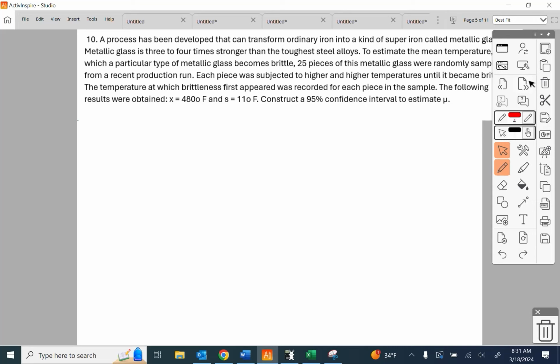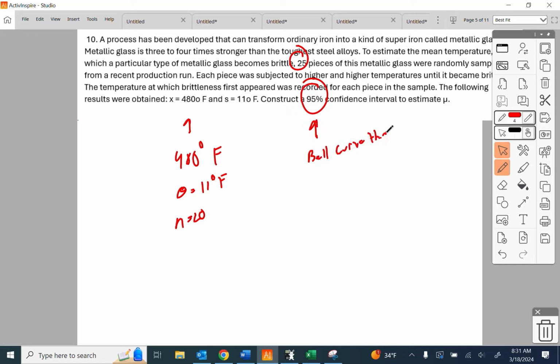X bar is 480 degrees Fahrenheit. That's a typo. And S, which is my standard deviation, is 11 degrees Fahrenheit. Construct a 95% confidence interval to estimate the true mean. Let's see. N is 25. Now 95 is a bell curve thing. That's 2 standard deviations. So I'm going to do this one by hand because I can.